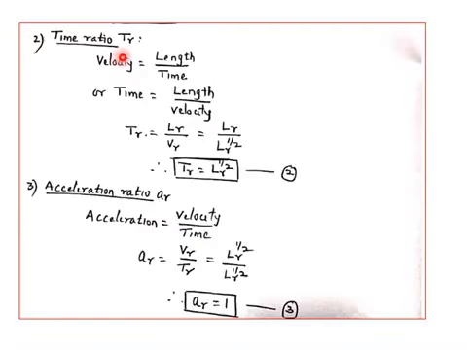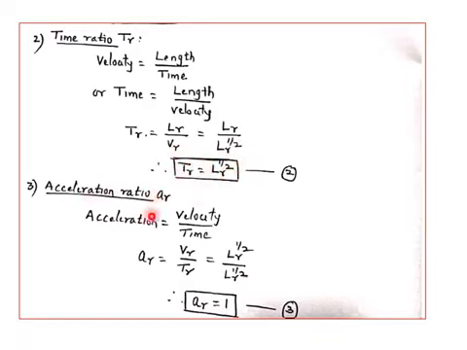Similarly, you can express the time ratio. Velocity is nothing but length by time, so time is length by velocity. The time ratio can be written as Tr, the length ratio as Lr, and the velocity ratio as Vr. What is Vr? It is Lr to the power of half. Therefore, the time ratio is also Lr to the power of half.